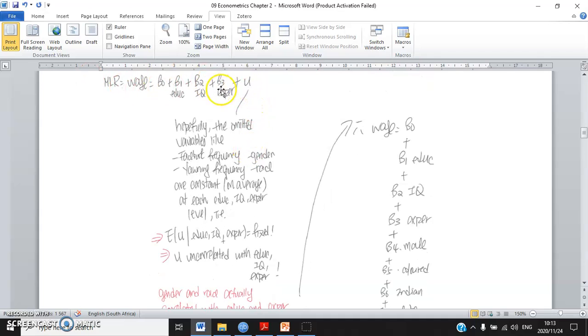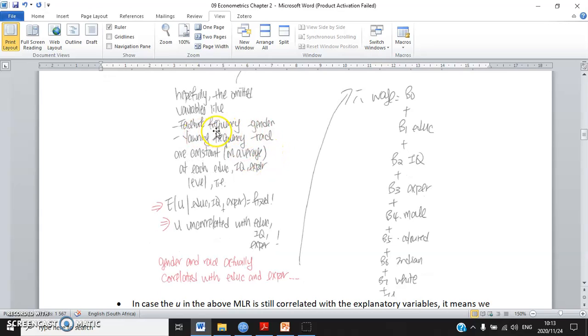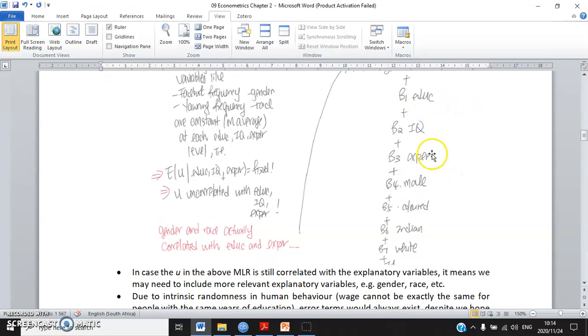In this multiple linear regression, now I include education years, IQ, and years of work experience. And now for this MLR, the U would include omitted variables, maybe gender, race, even productivity. But remember, it is difficult to measure productivity. So my argument is that I can still improve the regression further. I should include the race dummies and then the gender dummy.